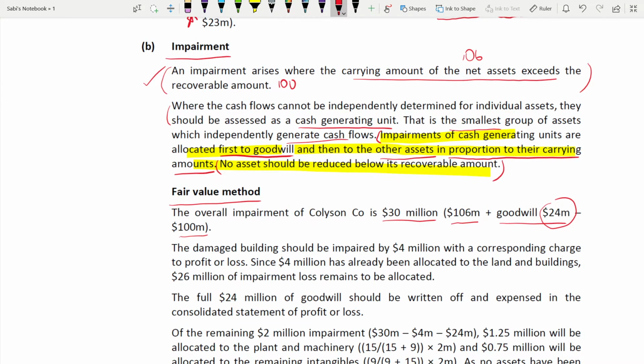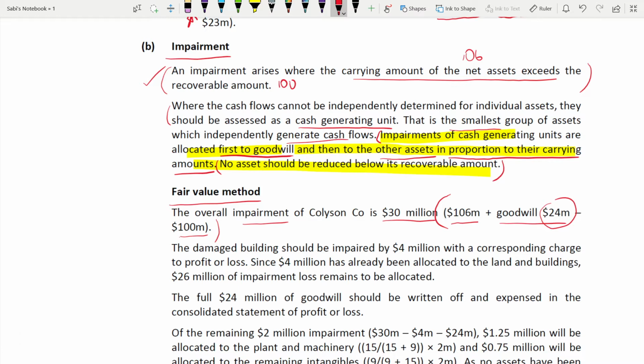You see, when they told us that the impairment is 30 million, they just didn't say 30 million. They showed a working over here. This is how you need to answer. When you're giving an answer, you don't have to show separate working, because this can be shown in one line. Just put a bracket next to the answer and show that this is how you have obtained the 30 million.